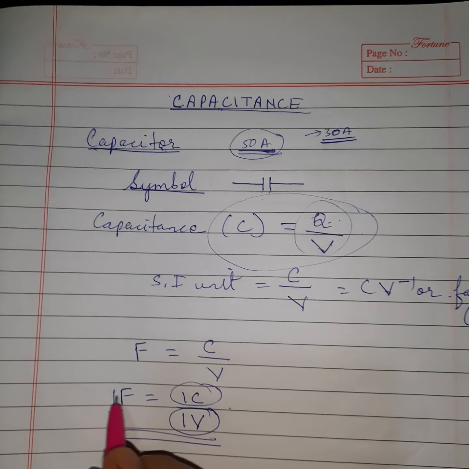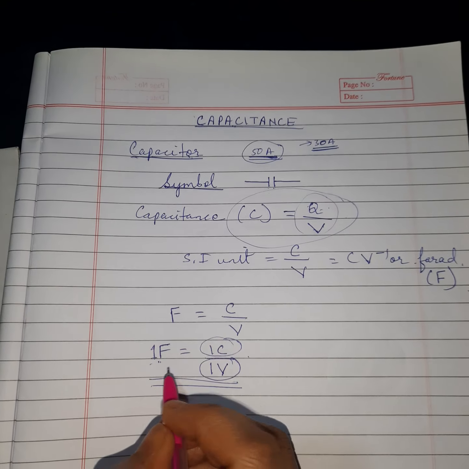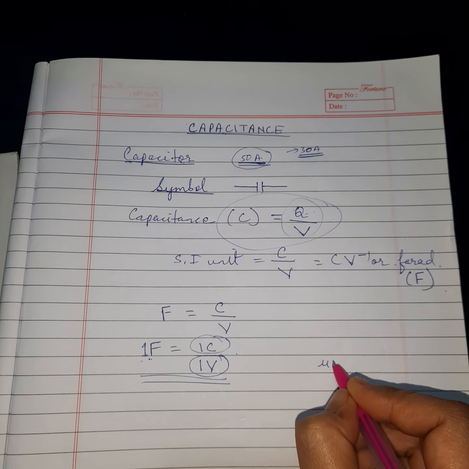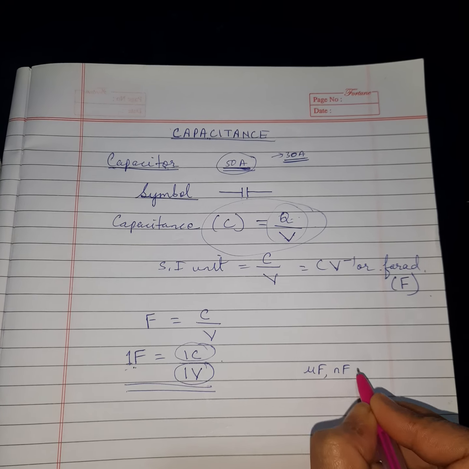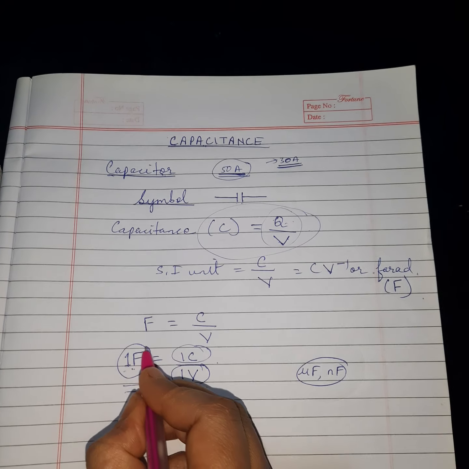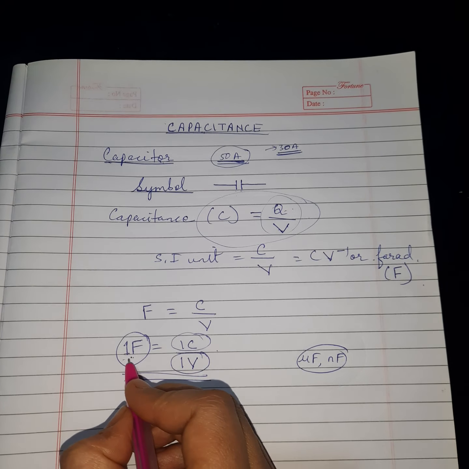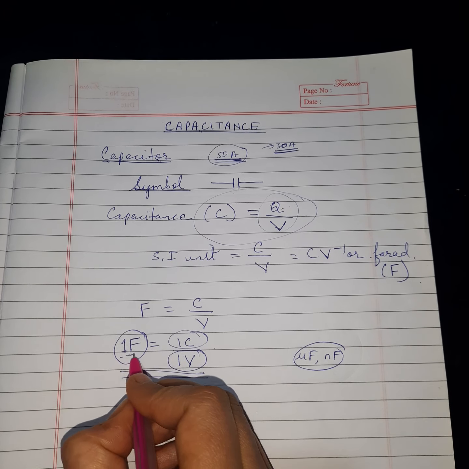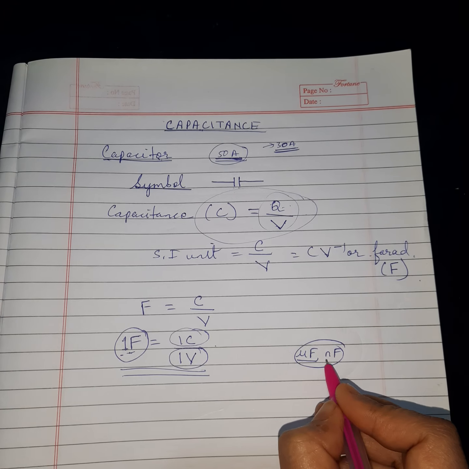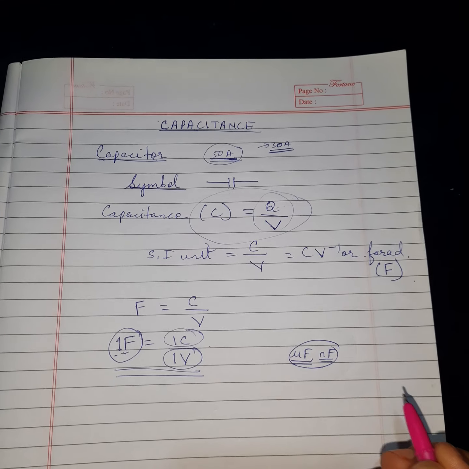Now, later when you'll be solving the numericals, you will see that the value of capacitance usually will be given in microfarad, nanofarad, because this farad is a very huge amount of capacitance. So usually we don't use farad, we use micro and nano. These are the practical units of capacitance.